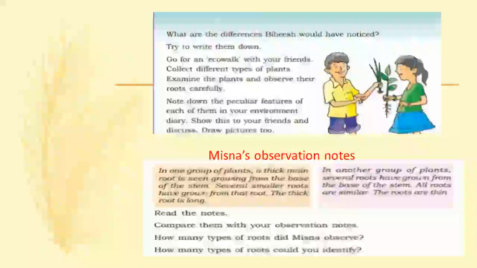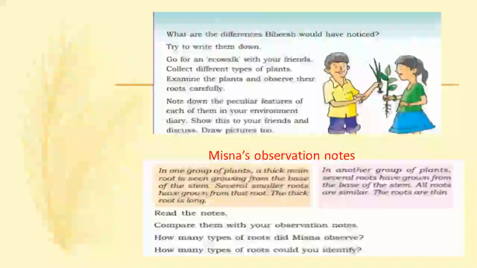Now let's have a look at Miss Na's observation notes. In one group of plants, a thick main root is seen growing from the base of the stem. Several smaller roots have grown from that root. The thick root is long. In another group of plants, several roots have grown from the base of the stem. All roots are similar. The roots are thin.